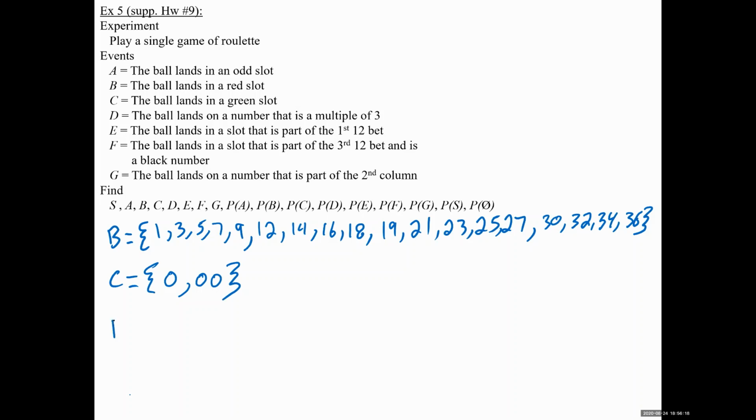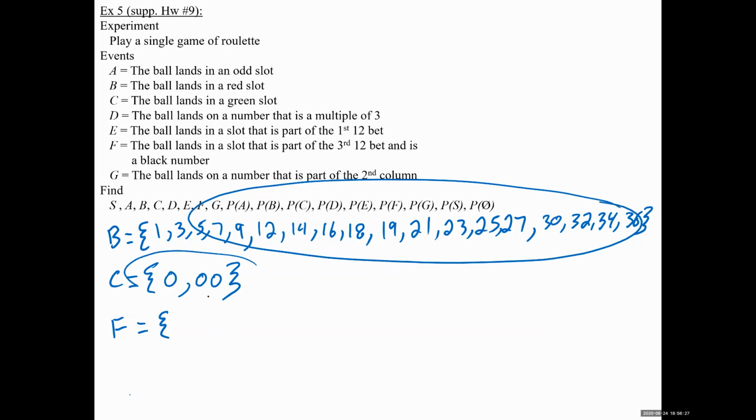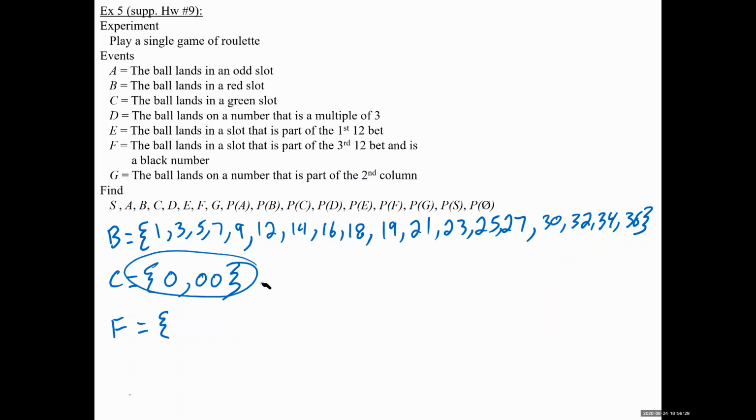Let's do F. Then I'm going to find the probabilities of all these. But these are events. So you can imagine I'm making a bet and I'll win if any of these happen, and I want to know what's the chance that I'll win. Okay, let's go to F. The ball lands in a slot that's part of the third 12 bet and is a black number.